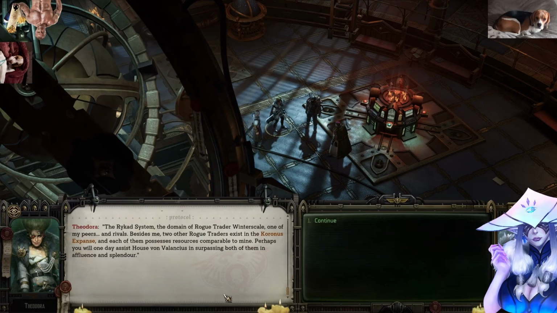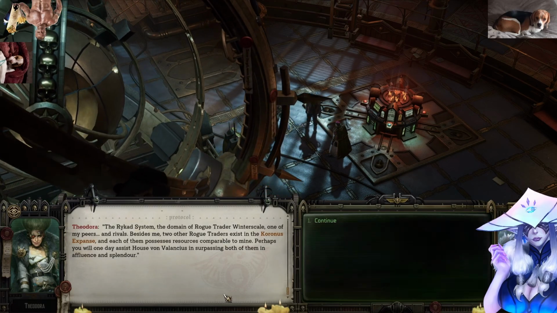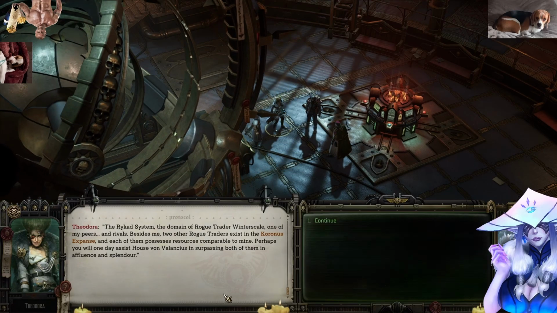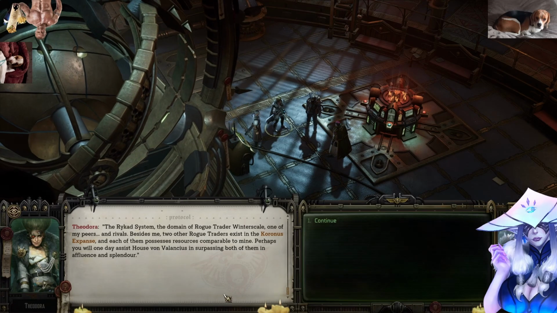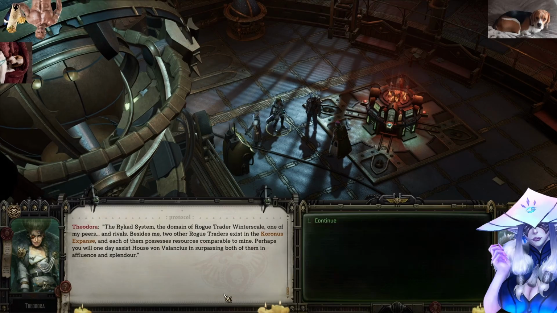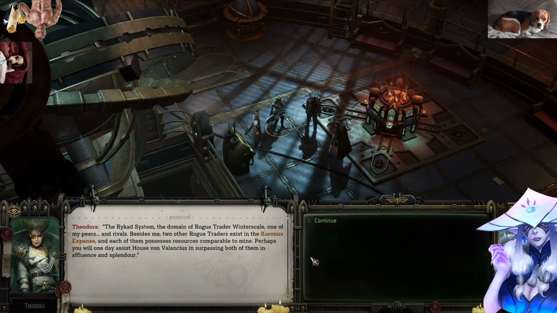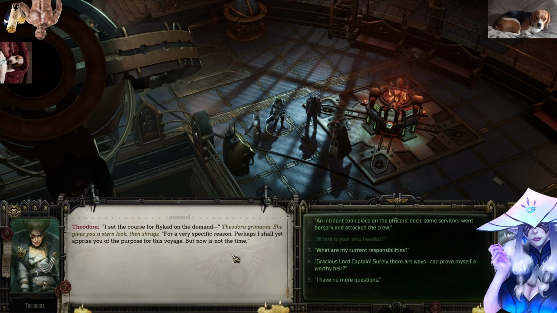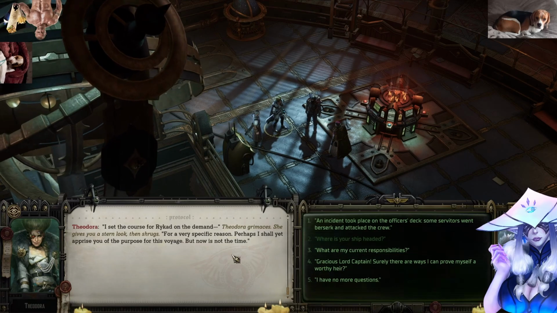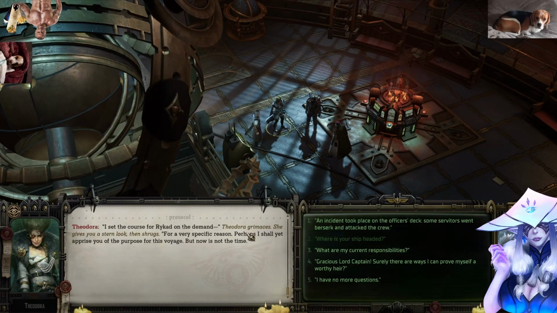The Rykad system, the domain of rogue trader Winterscale, one of my peers and rivals. Besides me, 2 other rogue traders exist in the Coronis Expanse, and each of them possesses resources comparable to mine. Perhaps you will one day assist House von Valancius in surpassing both of them in affluence and splendor. I set the course for Rykad for a very specific reason. Perhaps I shall yet apprise you of the purpose for this voyage, but now is not the time.